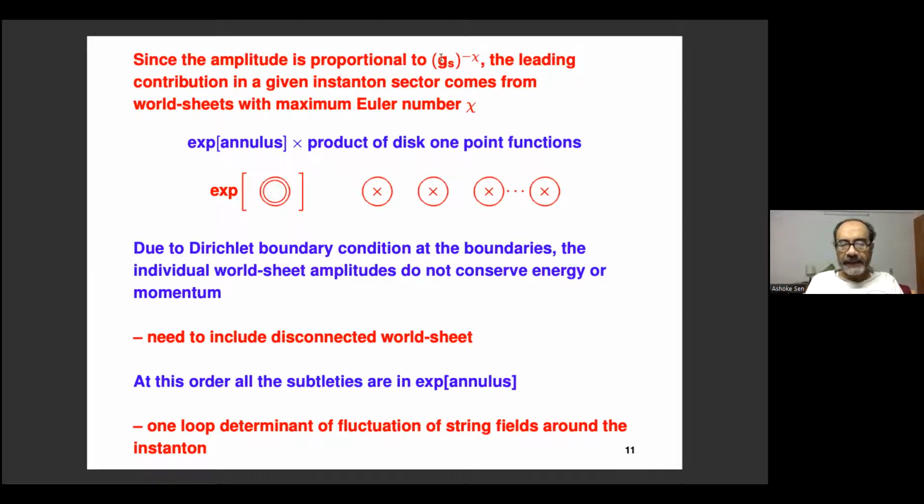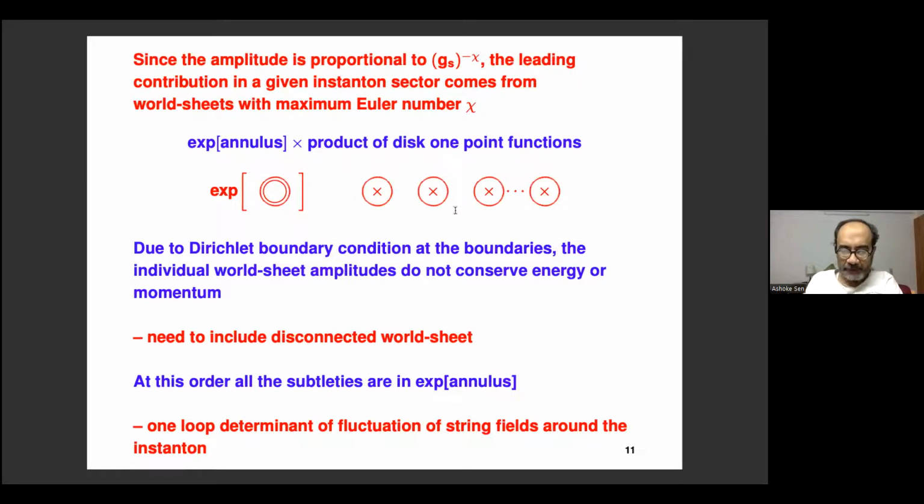And the leading contribution will come from maximizing the Euler number, because you want to get as many negative powers of g_s as possible. So you have to maximize the Euler number, and that, you can easily convince yourself, comes from essentially a product of disk amplitudes times the exponential of the annulus. So let me explain this.